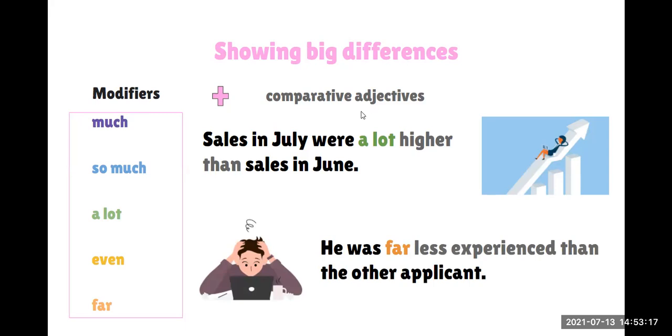Ok, entonces aquí estamos mostrando una enorme diferencia. Significa que en julio vendimos mucho más que en junio. Las ventas de julio fueron mucho más altas que las ventas de junio. Y aquí lo mismo. Él era mucho menos experimentado que el otro aplicante. Okay? So can you think of examples showing big difference?